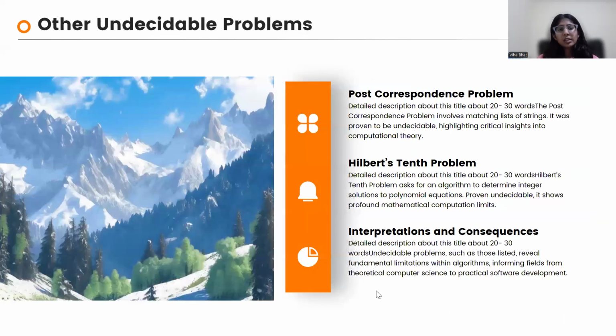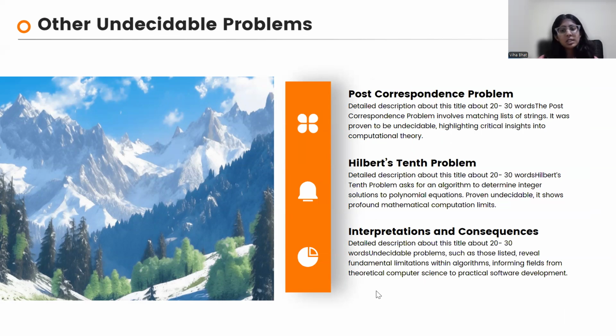Next, we're going to look at other undecidable problems, starting with the Post correspondence problem. The Post correspondence problem involves matching lists of strings. It was proven to be undecidable, highlighting critical insights into computational theory.